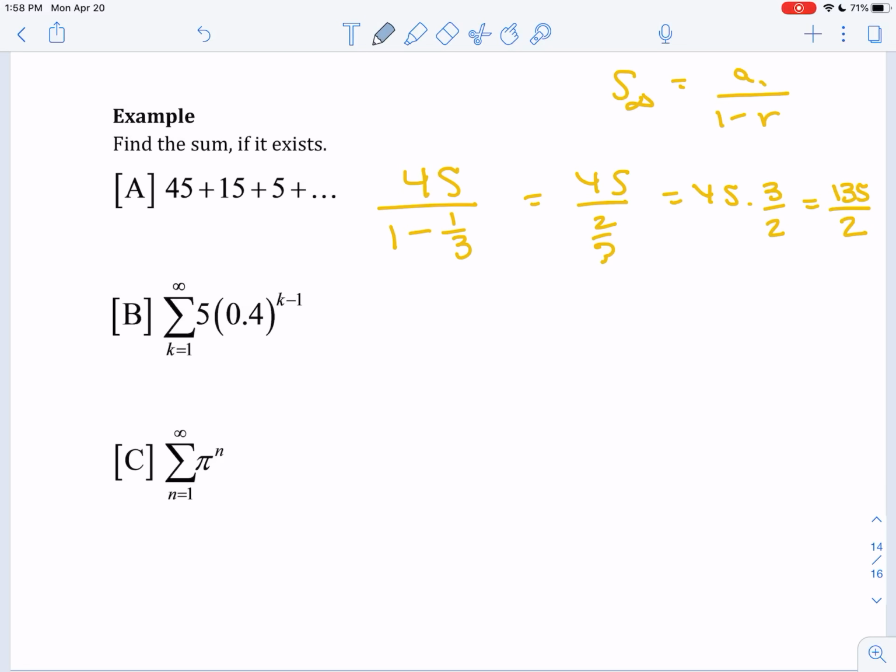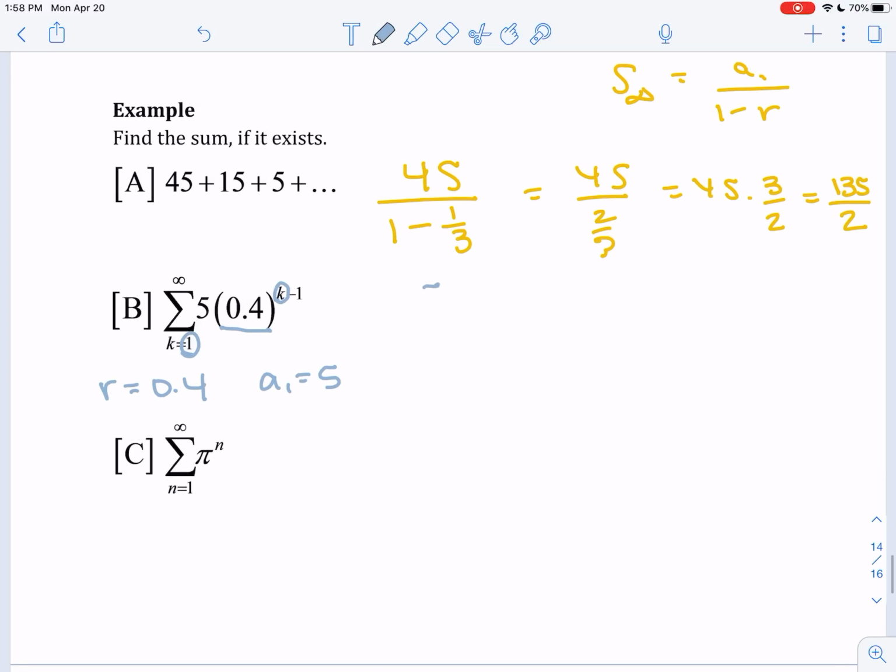Okay. What about b? Is that geometric? Yes, because you're seeing that exponential expression. What is r? Remember, that's your base. And can you figure out what your first term is? I'll plug that number in here. So you get 0.4 to the 0, which is 1, and then 1 times 5 is 5. Okay, so my infinite sum is 5 over 1 minus 0.4, which is 0.6 in the denominator, right? 0.6 is 6/10, which is 3/5. So if I want to divide by 3/5, that's the same as multiplying by 5/3.